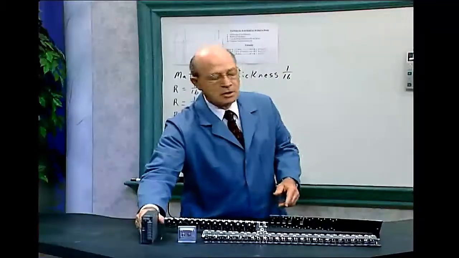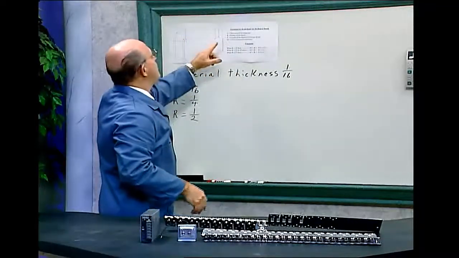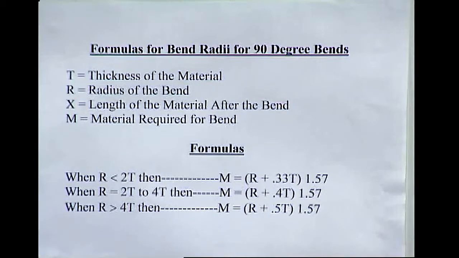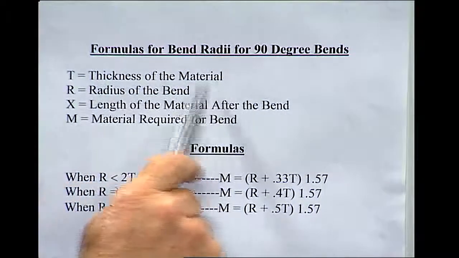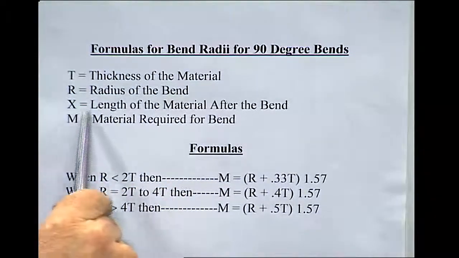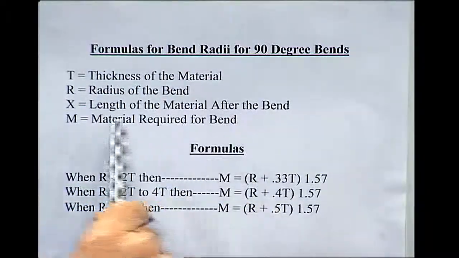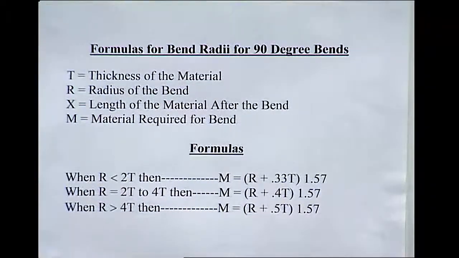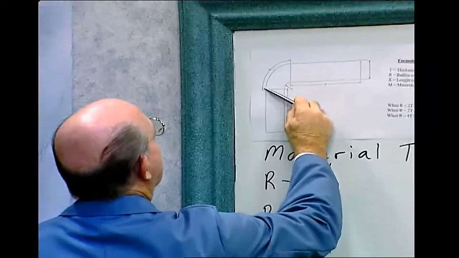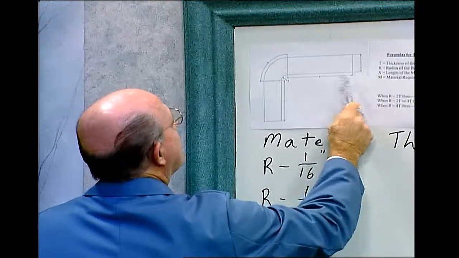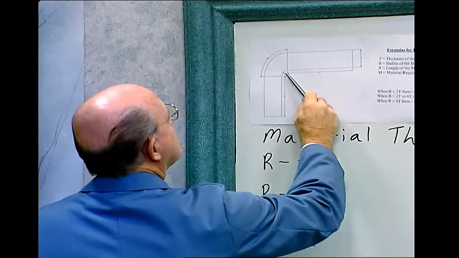And there's formulas to determine the radii, and this is the formulas for bend radii for 90-degree bends. Thickness of material is T, R stands for radius of the bend, X the length of the material after the bend, and M material required for bend. Now this is the M, that's the material that's required. T is the thickness, and this is the radius.